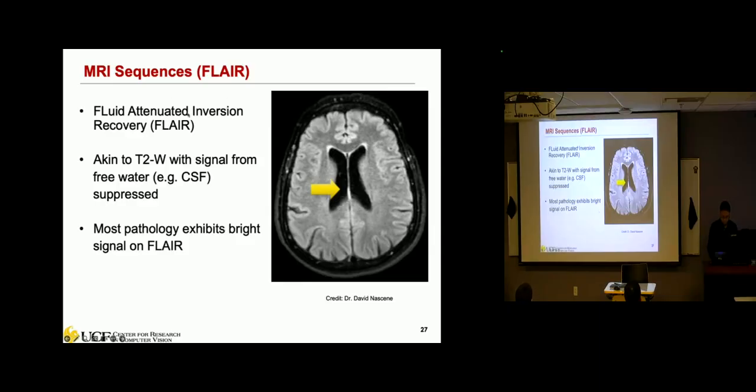So this FLAIR image, as the previous video showed, has better contrast of these different soft tissues like the gray and white matter. You can see the outer layer wiggling around. But one difference compared to the T2 weighted is that the free water, the fluid, will show dark on this FLAIR image. Basically, this specifically tries to suppress the free water. And most pathologies also exhibit bright signals on this FLAIR sequence.